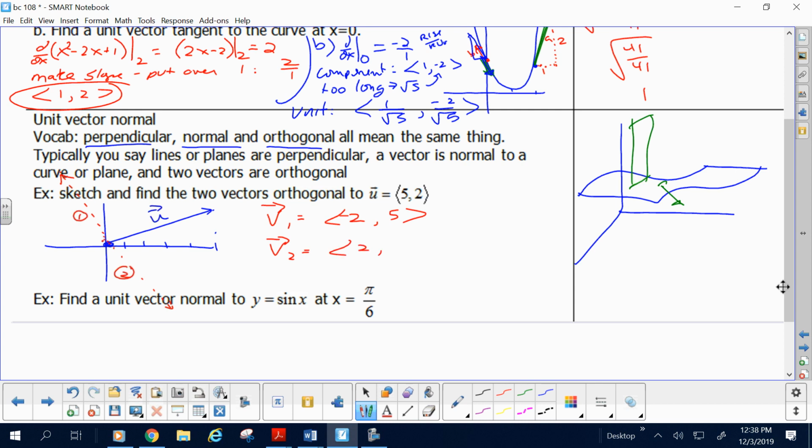Negative 2. Okay, now I actually lied to you just there. I said there are two vectors perpendicular. There are actually more. How many?